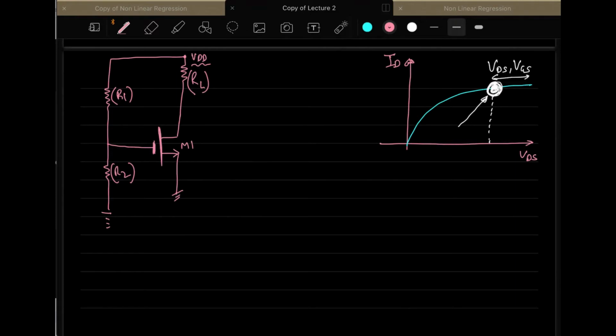The purpose of adding R1 and R2 here is, as you all know, the gate current will be zero. We've already discussed that in MOSFETs the gate current is zero. The voltage at this point will be a simple voltage divider. So, what is that value? The voltage at this point will be VDD divided by R1 plus R2, times R2.